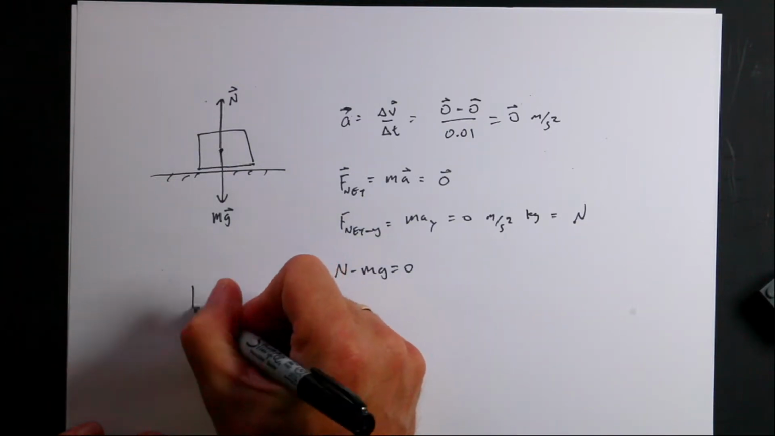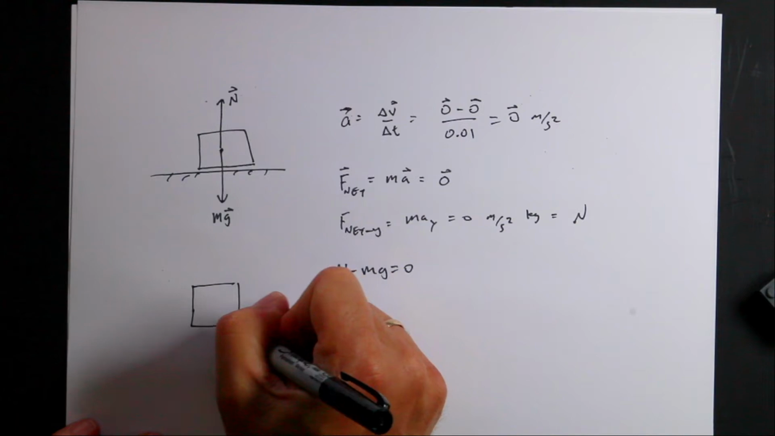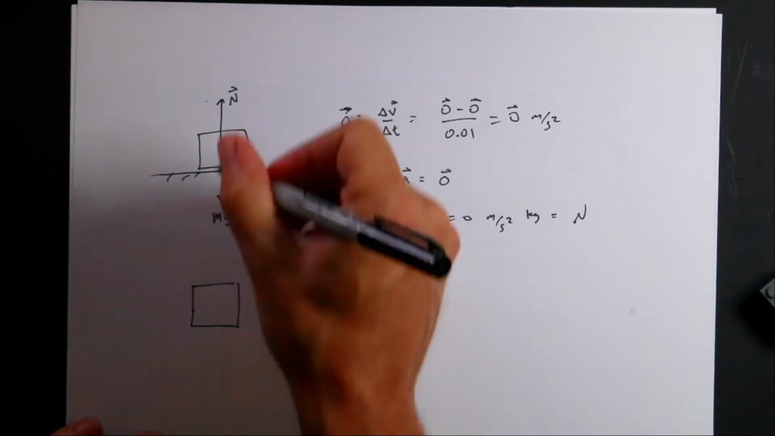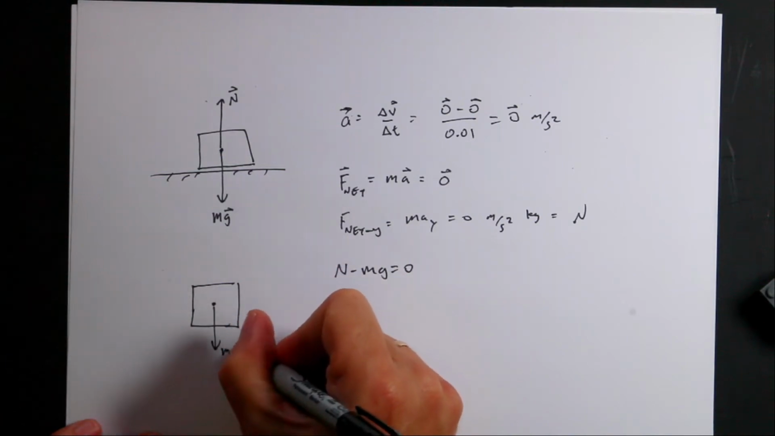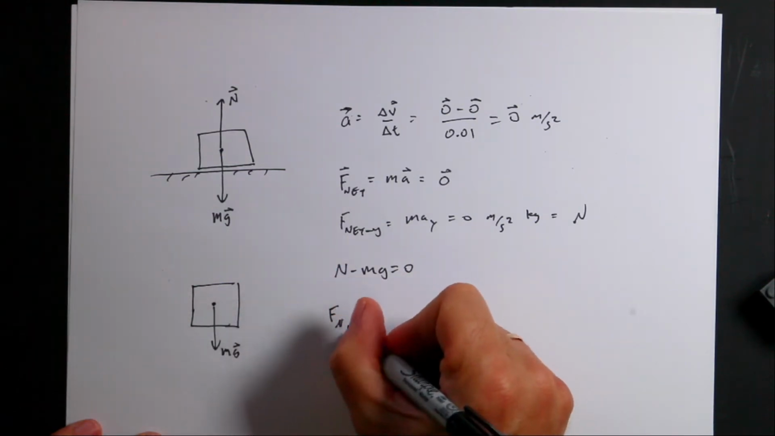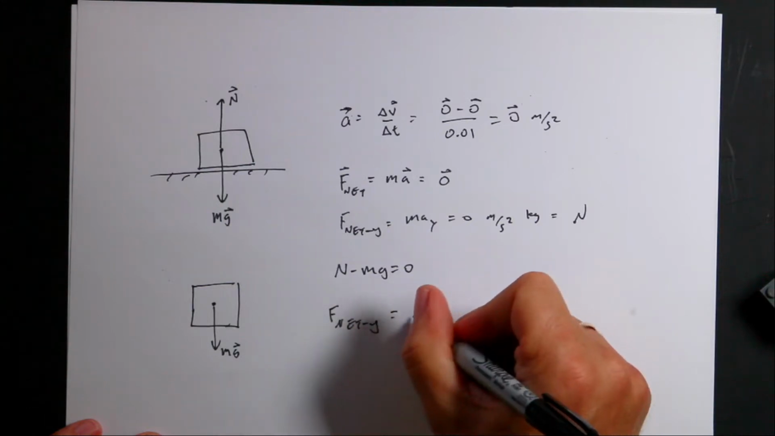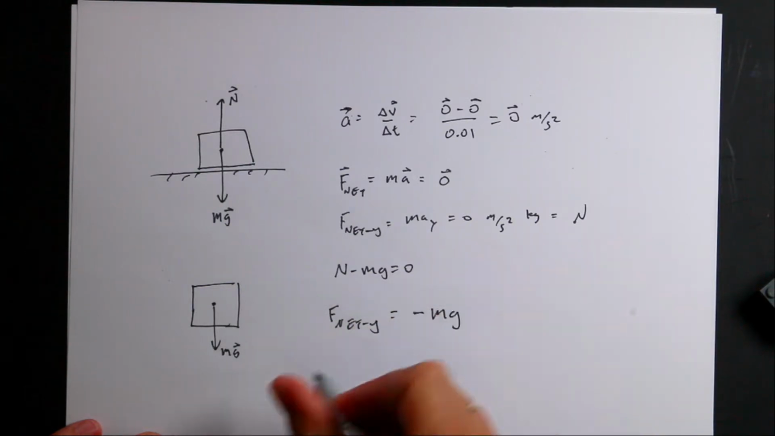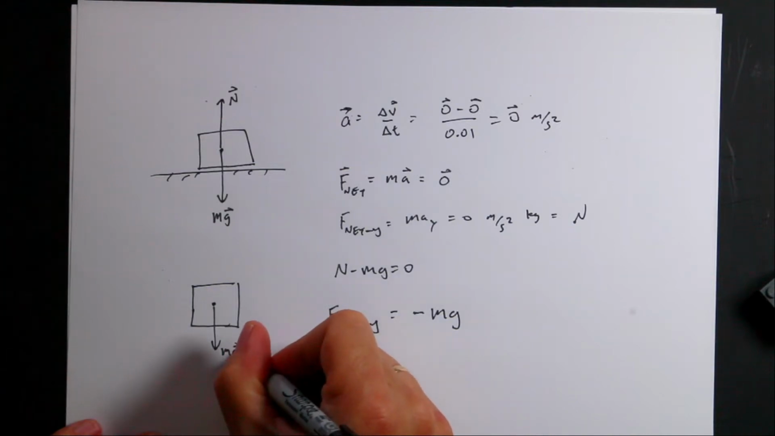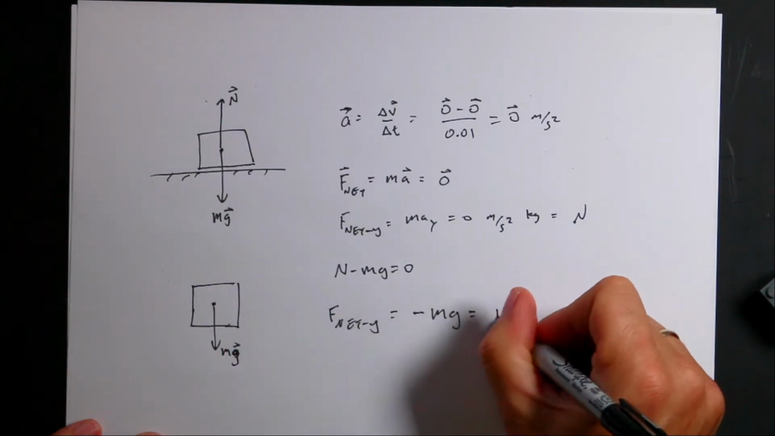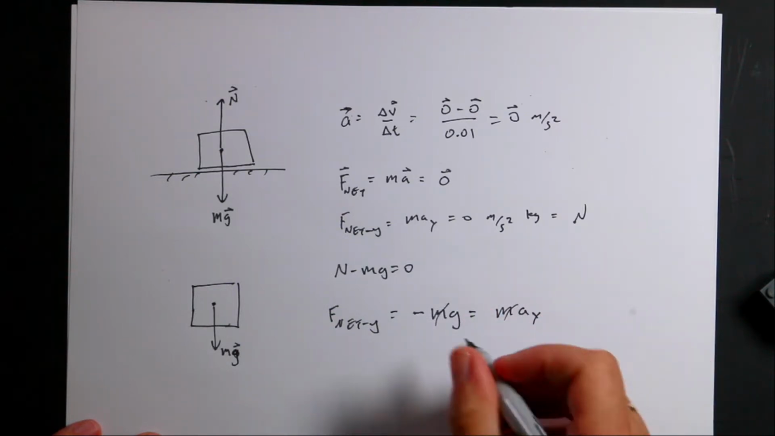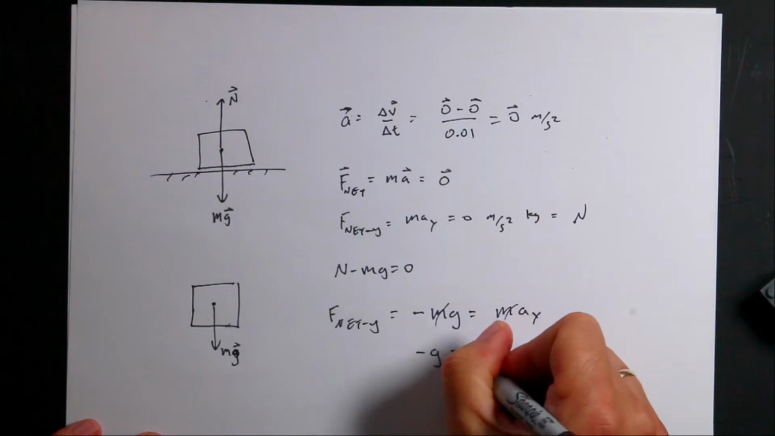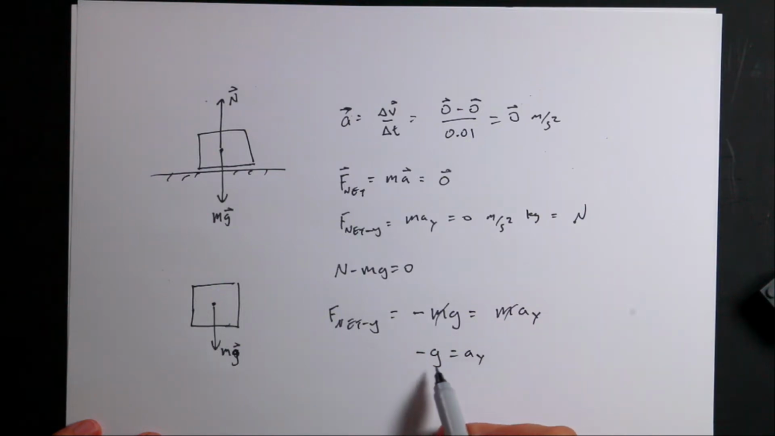Now, if I let it go, and so it's in the air, then it's no longer in contact with the table, so there's only a downward gravitational force, mg. And in the y direction, I could say F net y equals negative mg. That's the y component of this downward force. And that's going to equal the mass times acceleration in the y direction. In this case, the mass cancels, which is kind of cool. And I get negative g equals a_y. So the y acceleration is negative g, negative 9.8 meters per second squared.